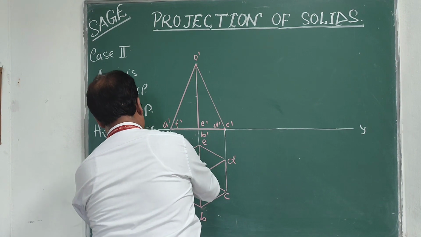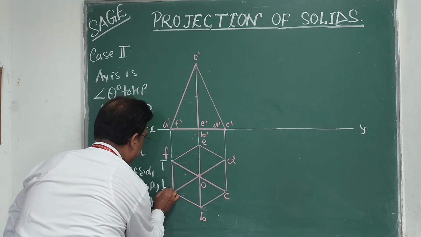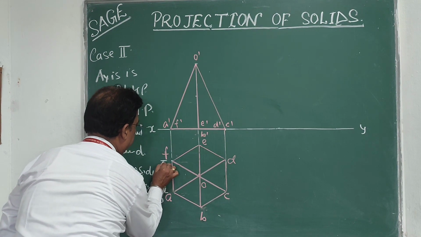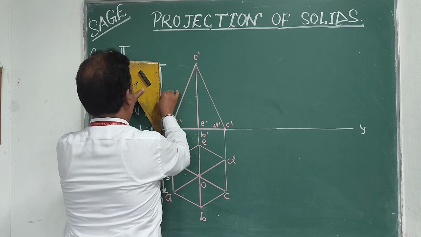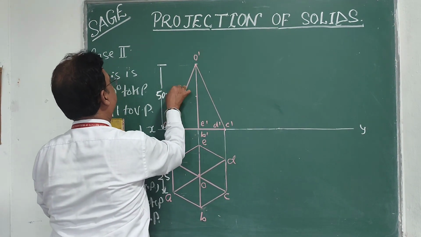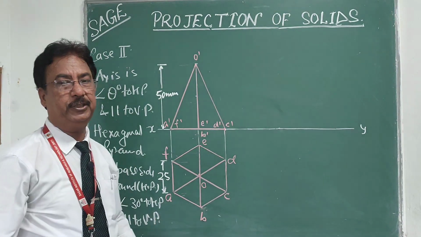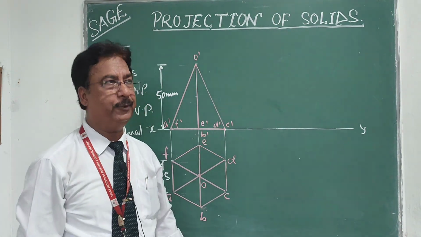The base side is 25 mm, so I dimension it here as 25. The height is 50 mm, so I mark it 50 mm. So this is the initial position of my solid: the base on the HP and the axis perpendicular to HP.